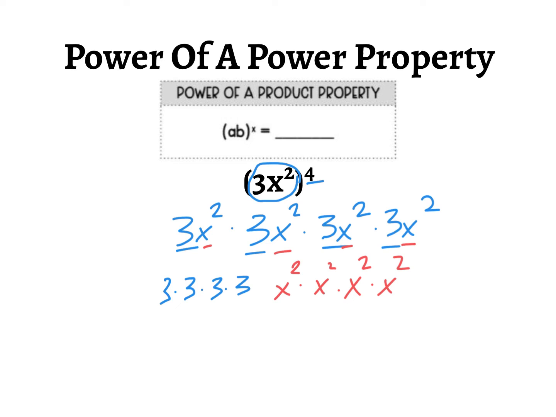Notice how both terms inside the parentheses, the 3 and the x squared, were written 4 times. When I try to combine them, what I really have is 3 to the 4th power, which equals a number. That should equal 3 times 3 times 3 times 3, which is 81. And then over here, how many x's do I have? Well, I have 2 plus 2 plus 2 plus 2. That's equal to 8, so 8 x's.